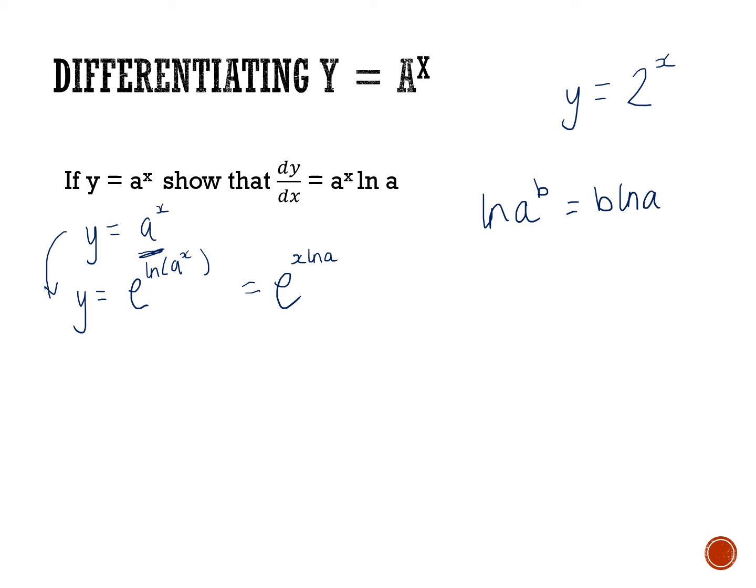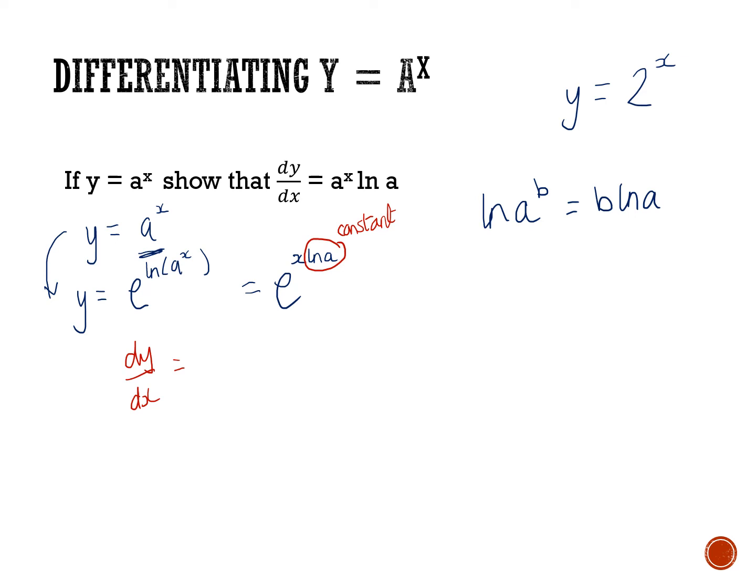Now, we can differentiate this because this is e to the power. This here is a constant. So that's exactly the same as, say, having e to the 2x. So when we differentiate, remember what we do?